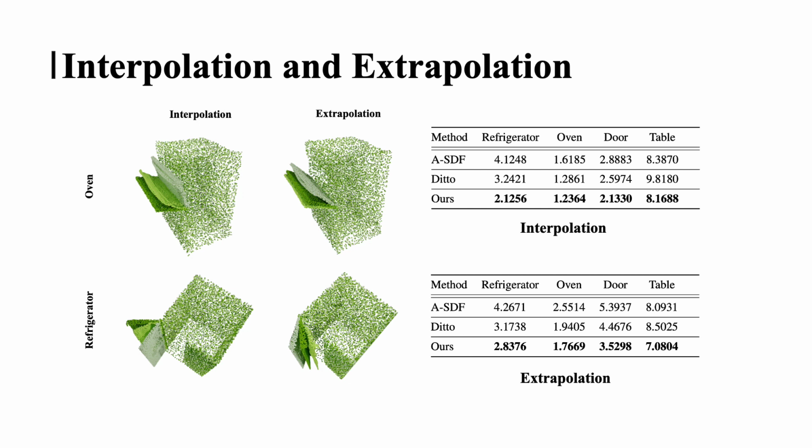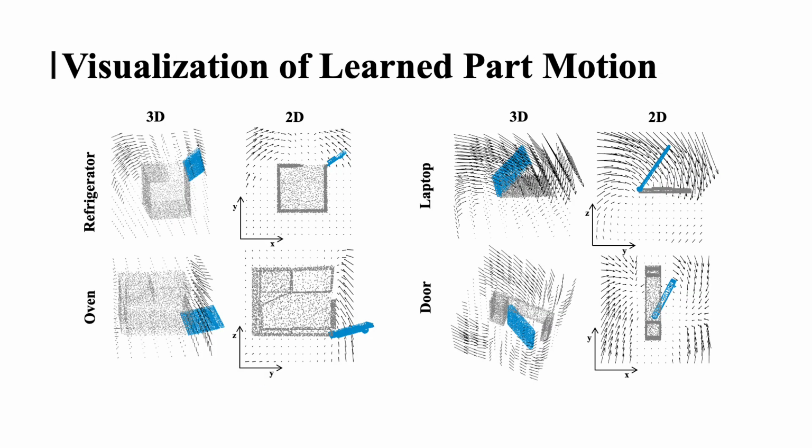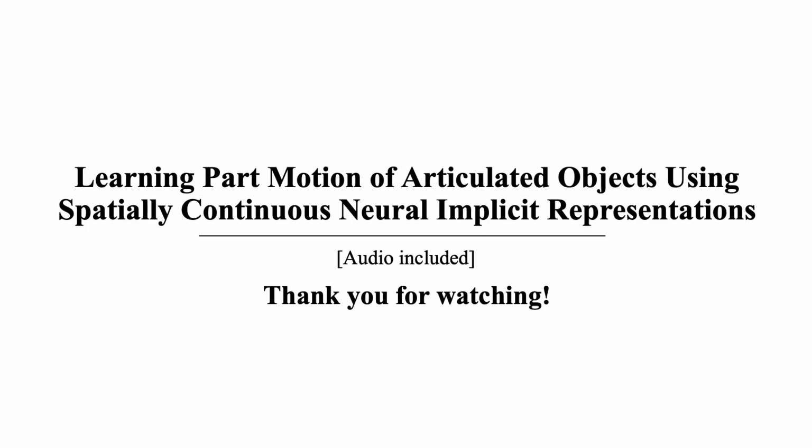Besides, quantitative results also demonstrate our superiority over baselines in interpolation and extrapolation. We uniformly sample points in the space as queries to the transformation grid, and represent the transformation direction by arrows. The visualization shows that our proposed neural implicit grid smoothly models the point motions on the part.